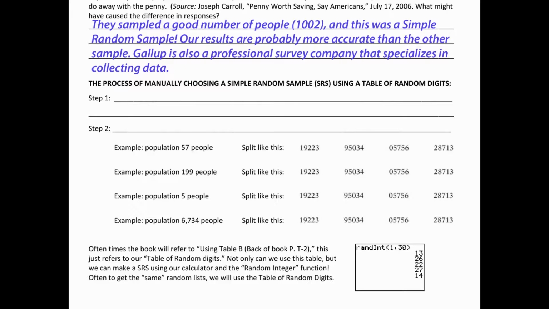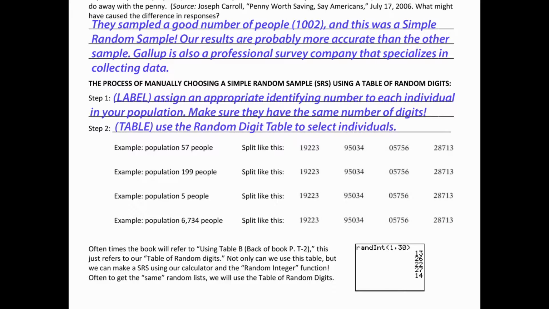The first step is that you need to label. You're going to assign an appropriate identifying number to each individual in your population. So I might get the number 1. My next door neighbor might get the number 2. And then the neighbor next door to them would get the number 3. And so you go through and you label everyone.